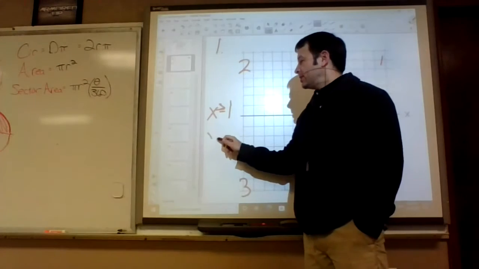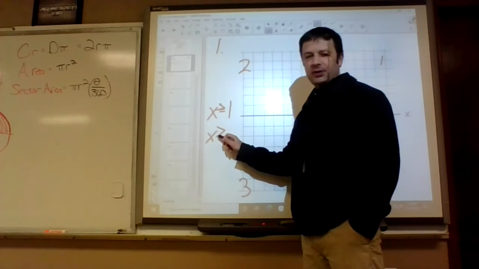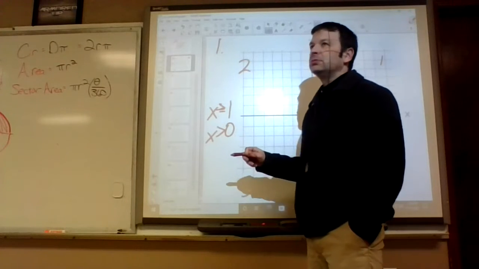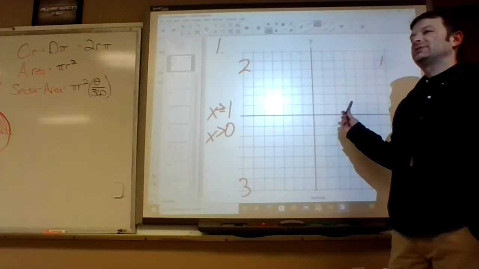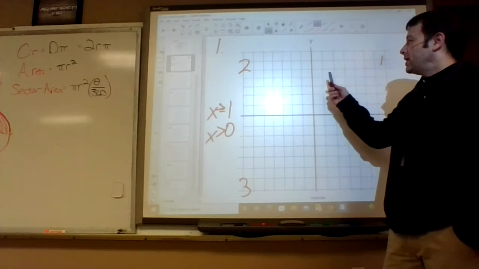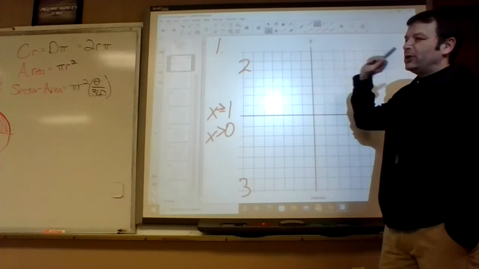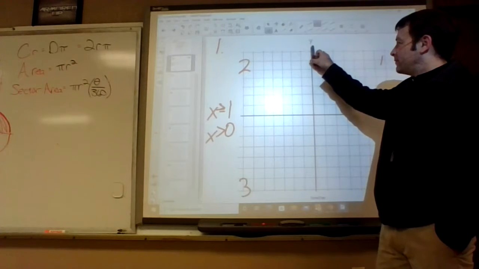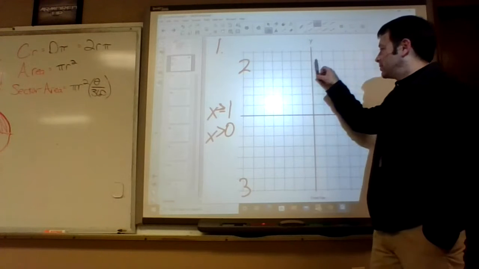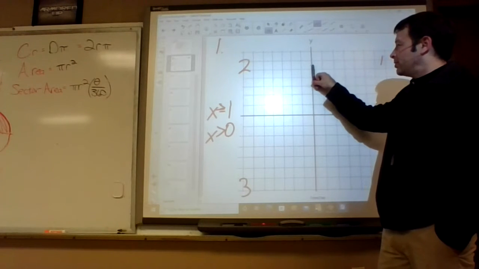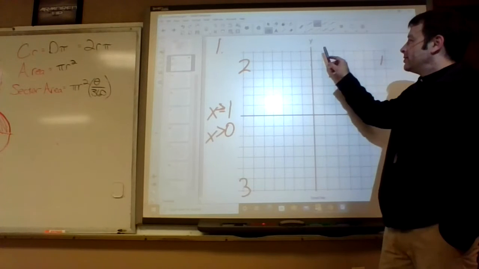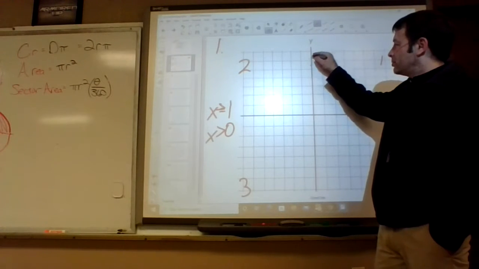Now, here's the thing though. It actually says x is greater than 0. What would x equals 0 look like? It's a vertical line. Remember x equals 1 was a vertical line through 1. So x equals 0 is a vertical line through x equals 0, which is basically the y-axis.